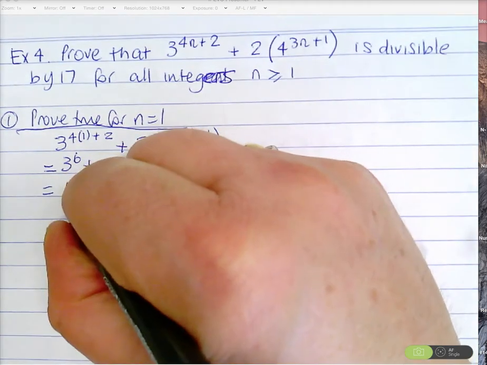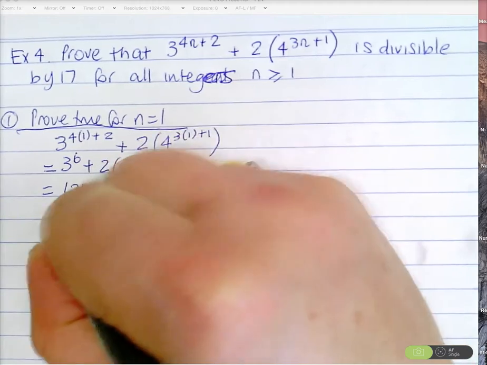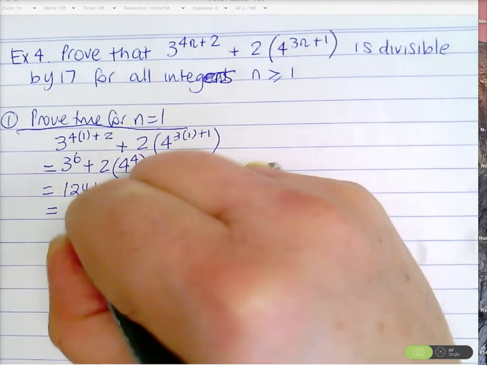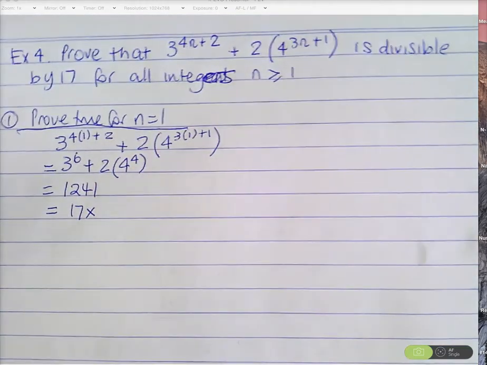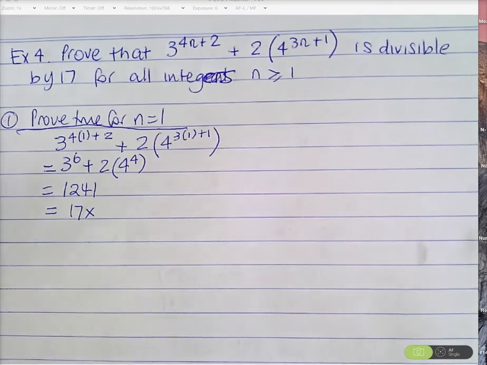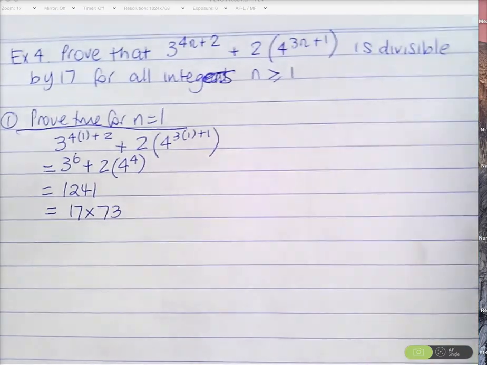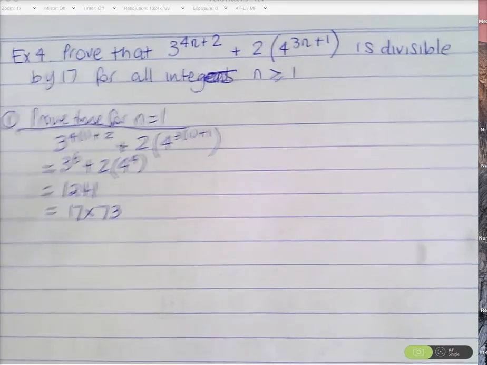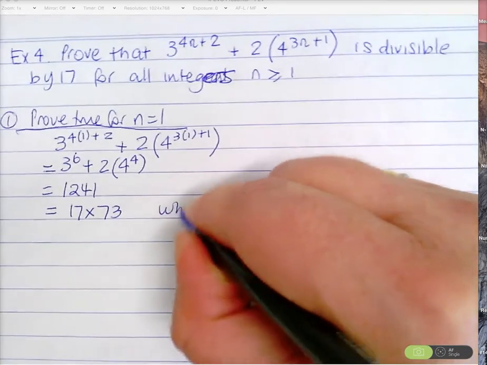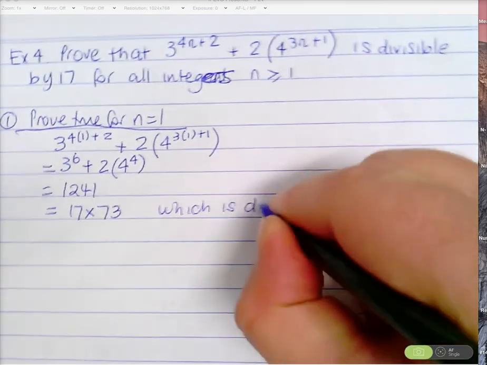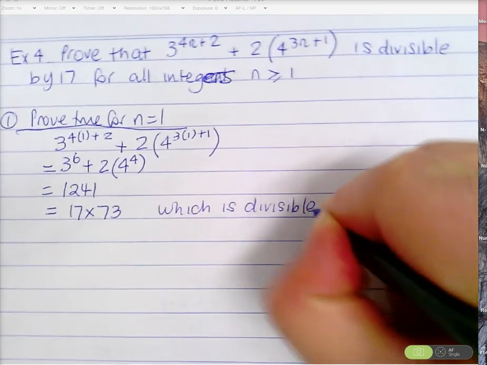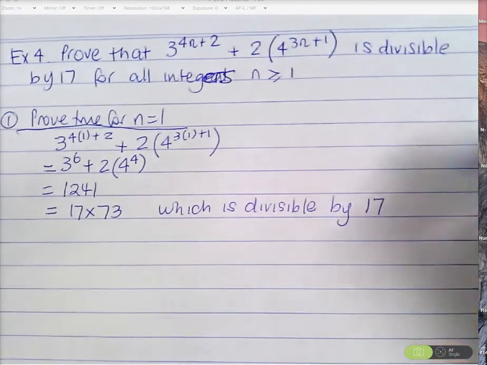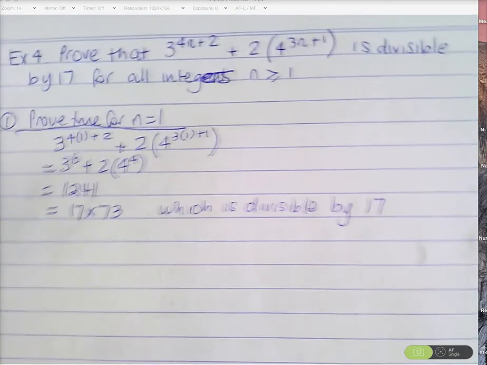Which is 1,241. So all you do is on your calculator, you divide it by 17 and hope that you get a whole number. 17 times 73. So I think for that one you'd need to show that it's 17 times 73. Okay, so we've proven it's true for n equals 1.